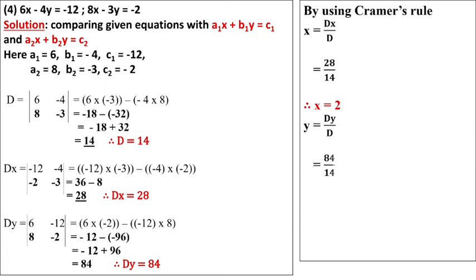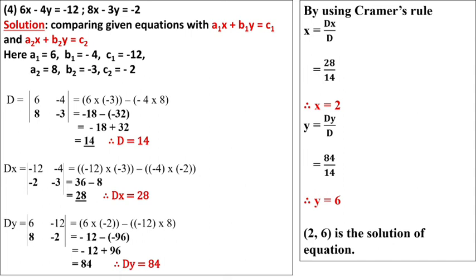So dy value is 84 and d value is 14. 14 1 is 14, 14 6 is 84. So our answer is 2 and 6 is the solution of the equation. Now student, we will move to question number 5.